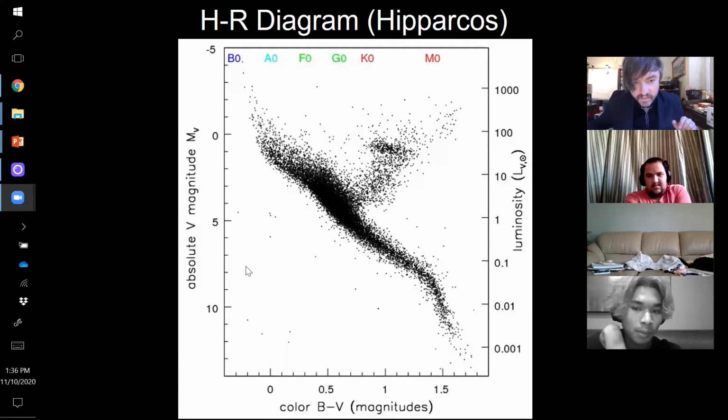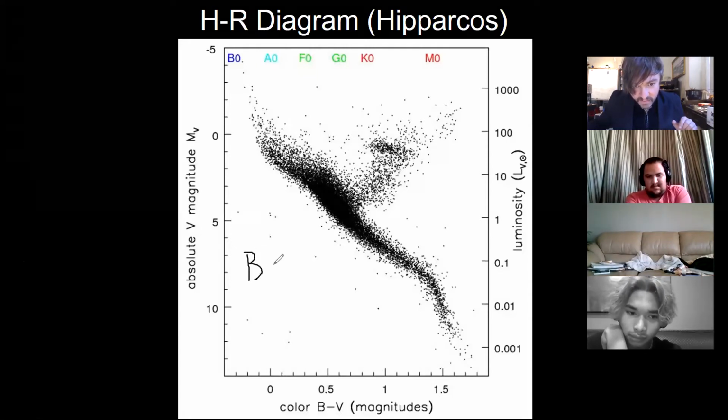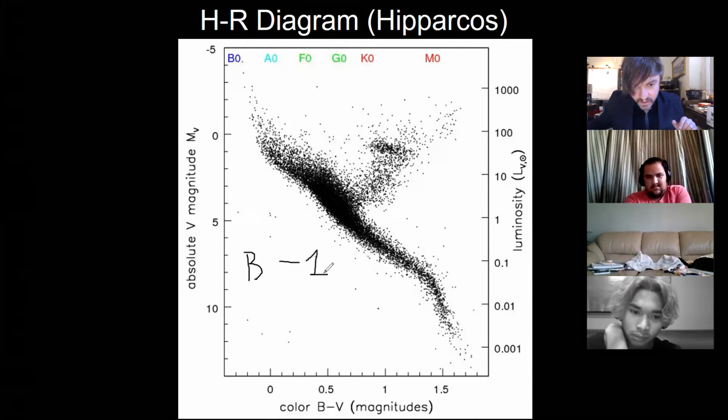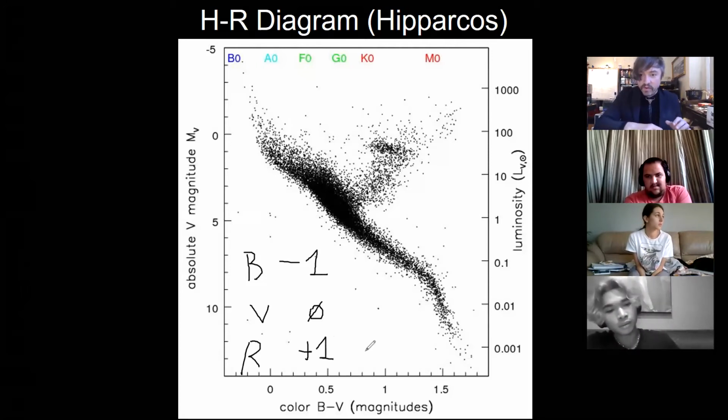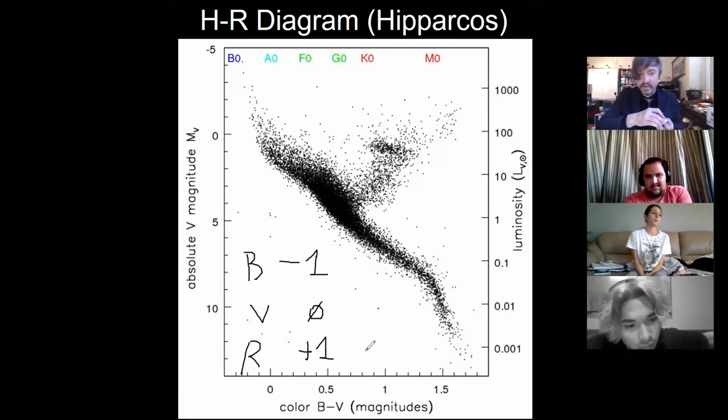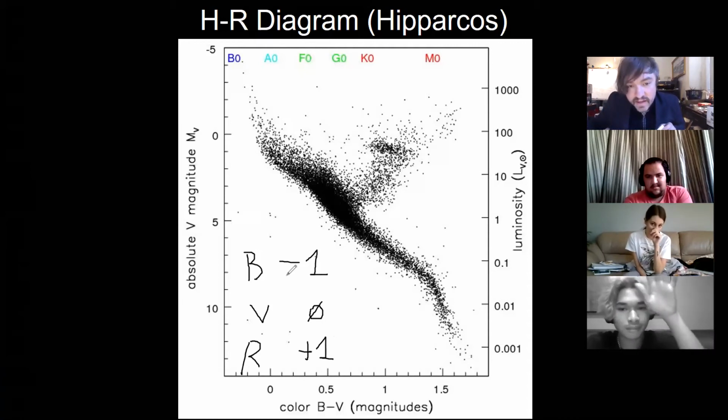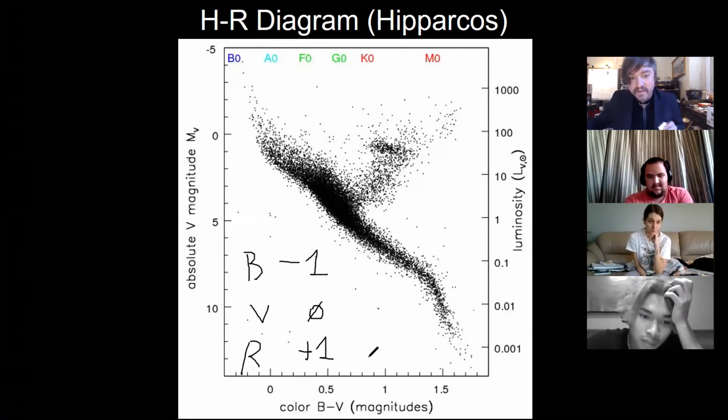I wanted to know if you could guess the spectral type of the star if the magnitude in the blue band was a -1, if the magnitude in the green was a 0. Remember, these are magnitudes. You have to remember how magnitudes work. And the red band is a +1. This would be an O or a B-type star, but how do you know that? What does it mean if your magnitude is -1 in the blue band and +1 in the red band?